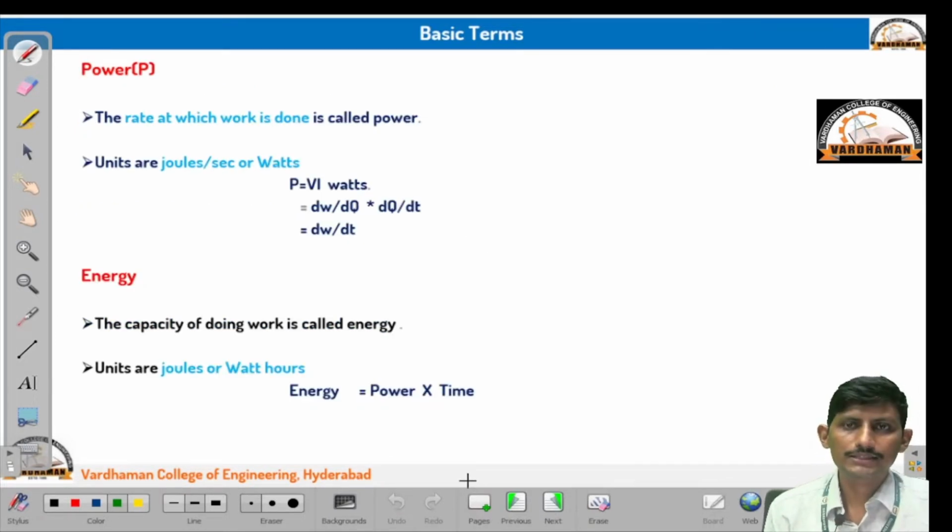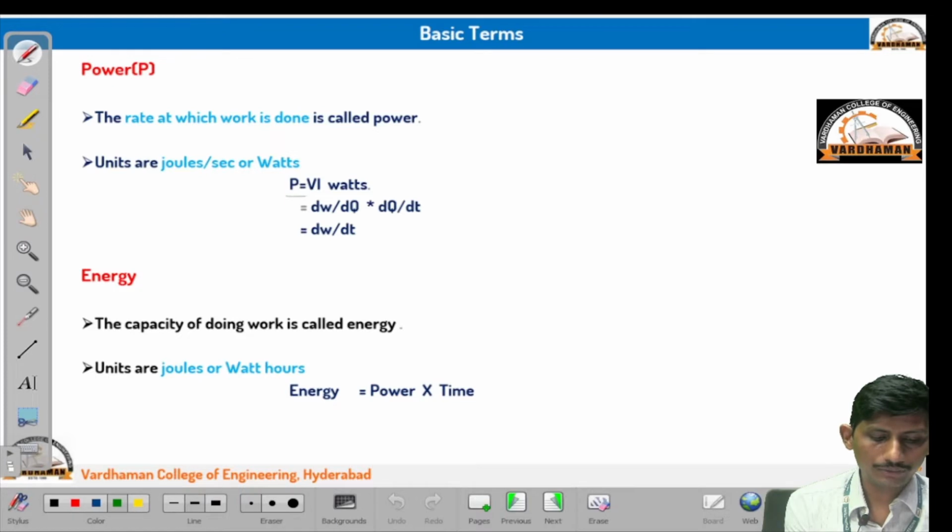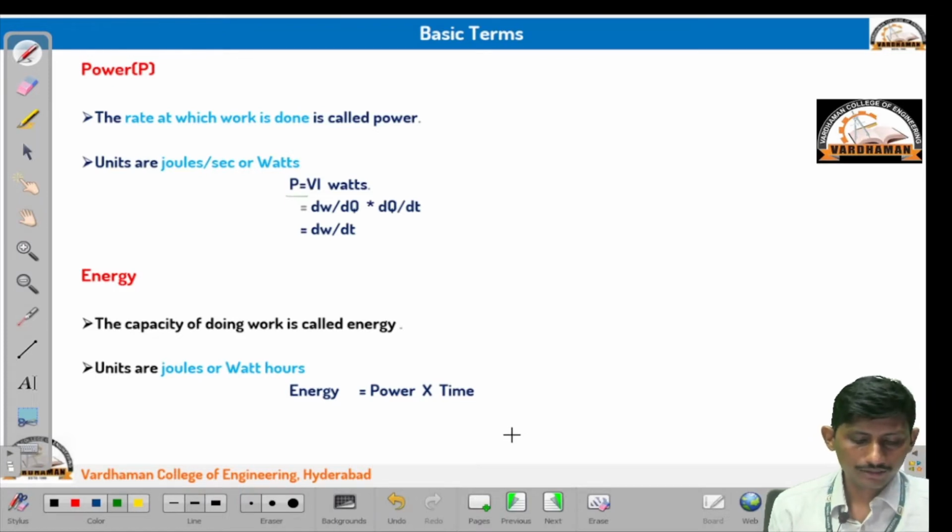The next term is power. Power is nothing but rate at which work is done. This is also a simple product of voltage and current in DC networks. The units of power are joules per second or watts. P equal to V into I watts, which in short can be written as dW by dt, rate of change of work. The next term is energy.